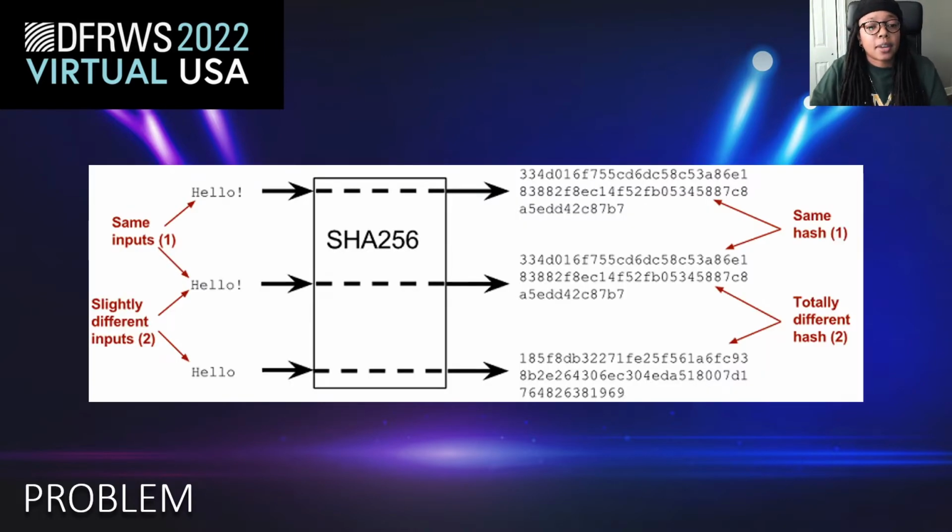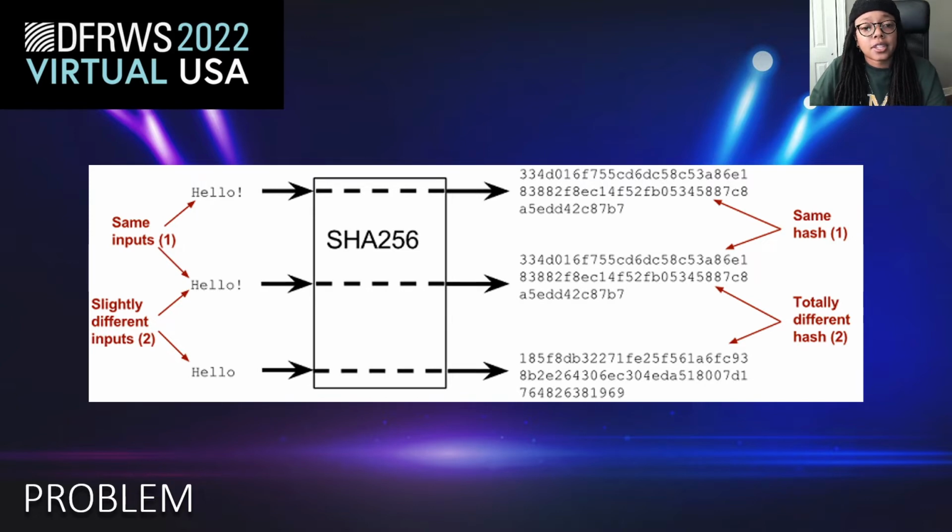So here we have an example of what it looks like to hash the phrase hello with an exclamation point. We have here on the left two inputs that have hello with an exclamation point, and you can see on the right side, after they have gone through the SHA-256 hashing algorithm, that they produce the same hash. But when we remove the exclamation point, the third example on the left creates a completely different hash output once it's gone through the hashing algorithm.